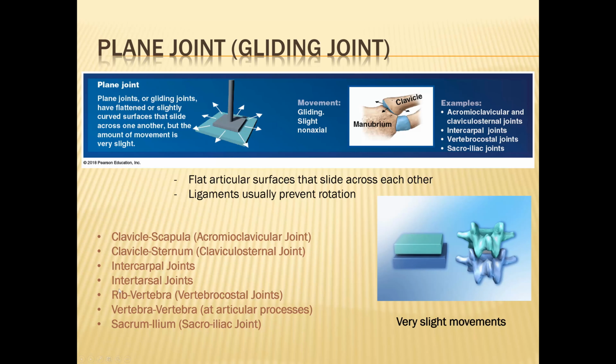You also have these between your ribs and your thoracic vertebra, and those are called vertebrocostal joints, so between a vertebra and a rib. You also have them, as I mentioned over here, between one vertebra and the one above it and below it. This is the type of joint that is between those articular processes. And then you also have a gliding joint between the sacrum and the ilium, and that is the sacroiliac joint. So notice that both joints that connect the appendicular skeleton to the axial skeleton, so the joints of both girdles, your pectoral girdle and your pelvic girdle, are both gliding or plane joints.